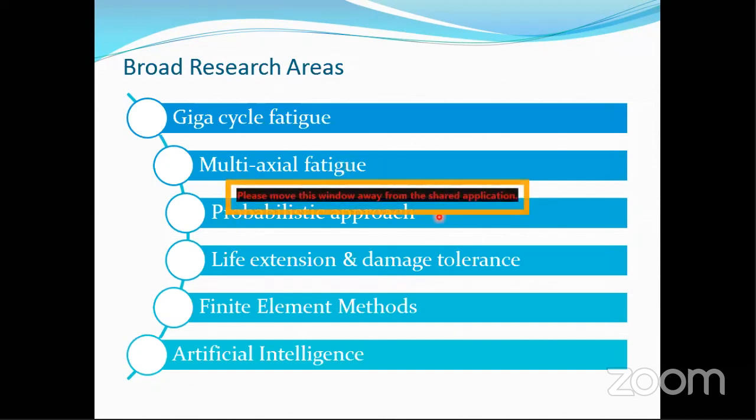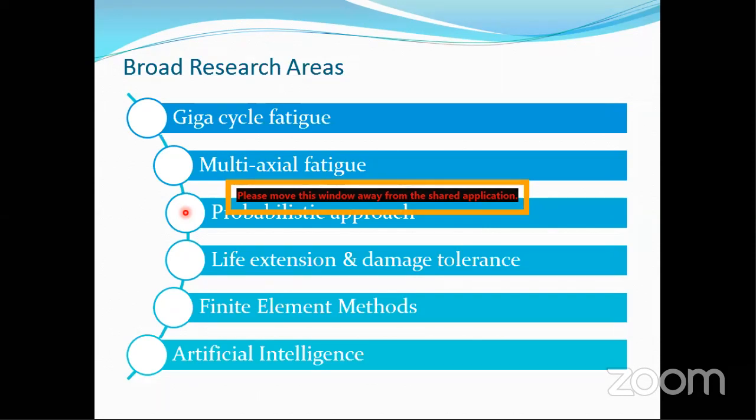Then comes the probabilistic approach. Whatever stress life approach or LEFM we described till now, they are all deterministic approaches, because they all depend upon empirical values that we get from experiments or some studies. But one important point to be noted here is, even from the SN curve, the stress-life curve, when we say the component has so and so life, we are only mentioning the life at 50% probability.